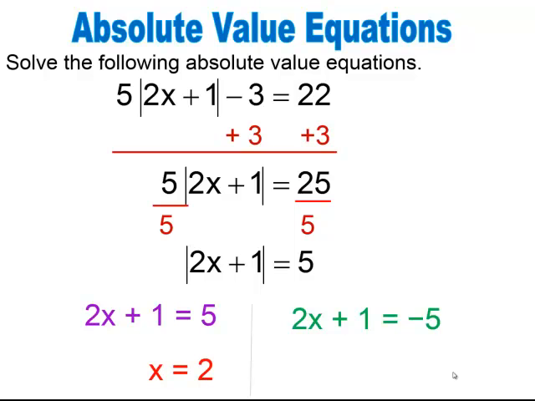So in the first one, you would subtract 1 from both sides. So you get 2x equals 4. Divide through by 2, and you get x equals 2. The second expression, you subtract 1, you're going to get 2x equals a negative 6. And then you'll divide through by 2, and you get x equals a negative 3.